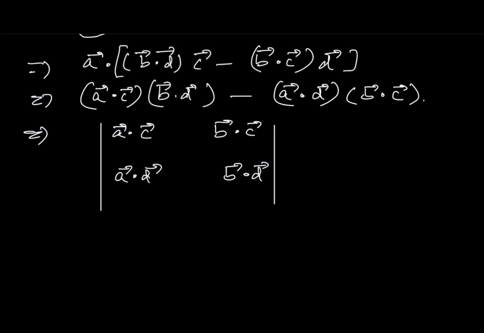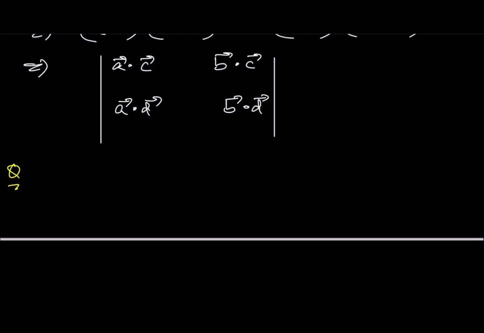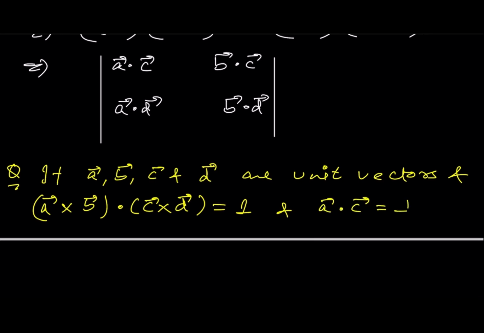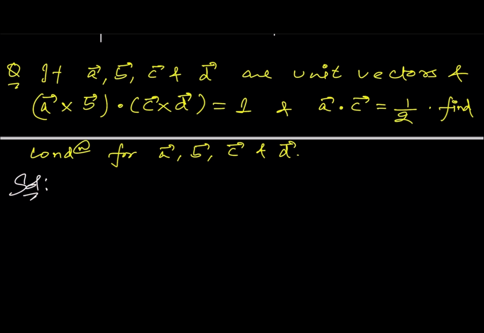Okay, let us write a question based on scalar product of four vectors. If A vector, B vector, C vector and D vector are unit vectors and A cross B dot C cross D is equal to 1 and A dot C is equal to half, find the condition for A vector, B vector, C vector and D vector. So we have to find the condition for these four vectors.